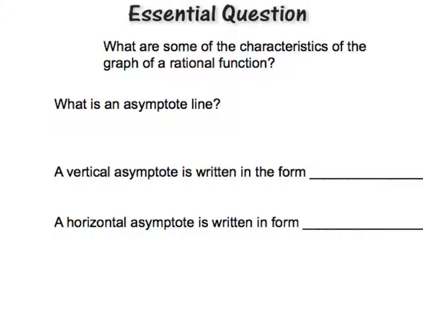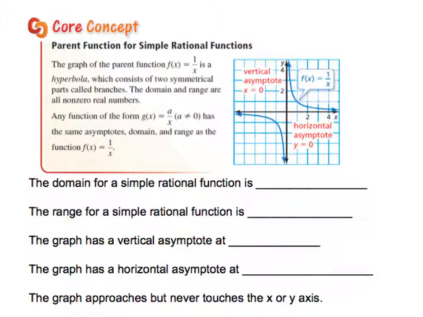And a vertical asymptote line is always written in the form x equals a number, and a horizontal asymptote is always written in the form y equals a number. So the parent function for simple rational functions is in the form y equals 1 over x, and the graph is a hyperbola. A hyperbola are these branches you see over here in the graph at the right.